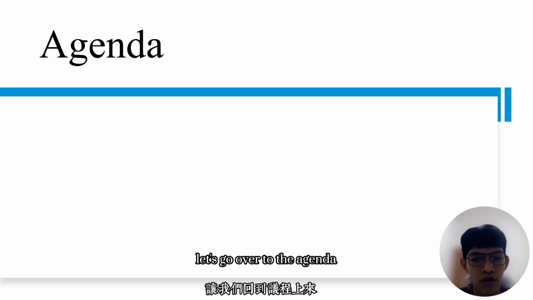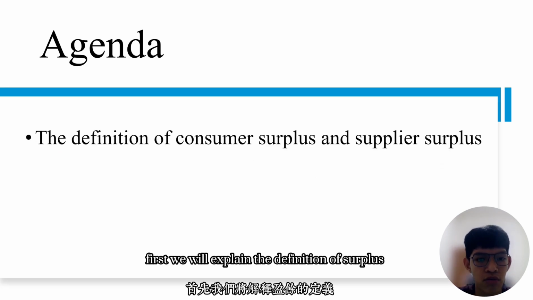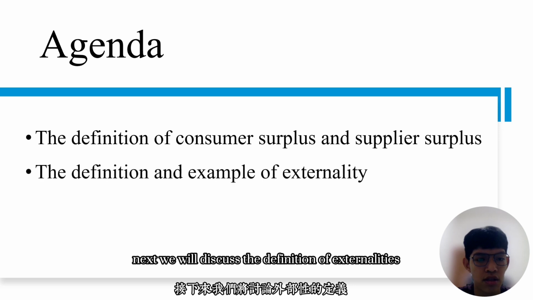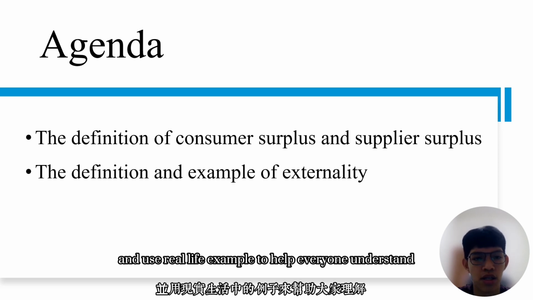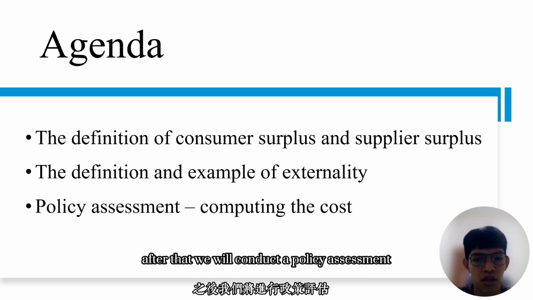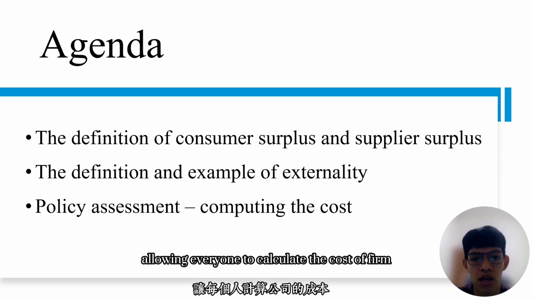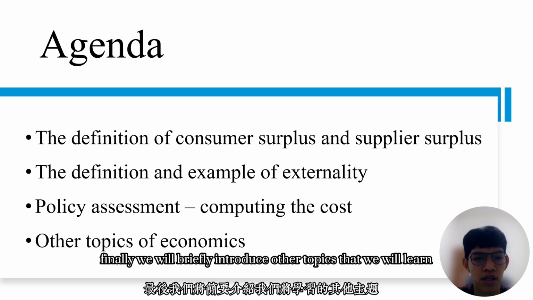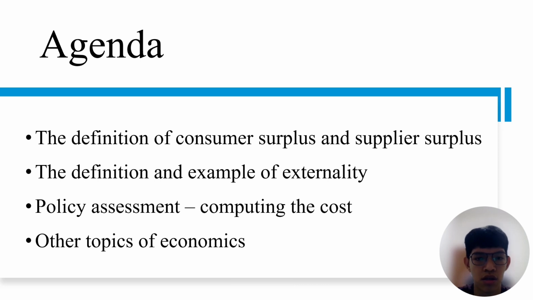Let's go over today's agenda. First, we will explain the definition of surplus and use the supply and demand curve to illustrate it. Next, we will discuss the definition of externalities and use real-life examples to help everyone understand. After that, we will conduct a policy assessment, allowing everyone to calculate the cost of firms under different government policies. Finally, we will briefly introduce other topics that we will learn in economics.